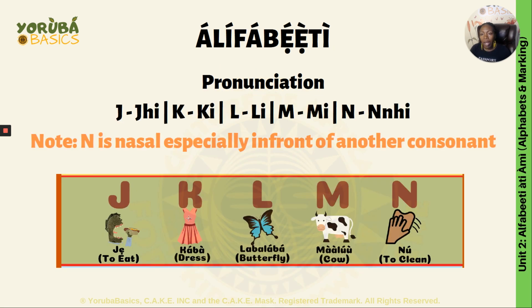Okay. All right. So moving along, we have 5 more letters. We have G, ki, li, mi, ni. So G as in J, ki as in kaba, li as in laba laba, mi as in malu, ni as in nu. Nu is to clean something. The N in Yoruba is a little more nasally, and you'll see it being more nasal as you start putting together words and sentences, and how we have a little bit of a dip in with the nose, with the N, to make more of a nasal consonant sound.